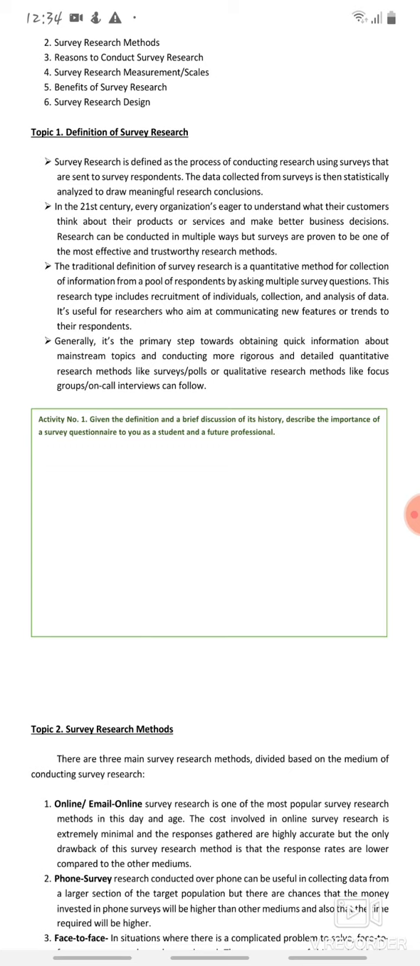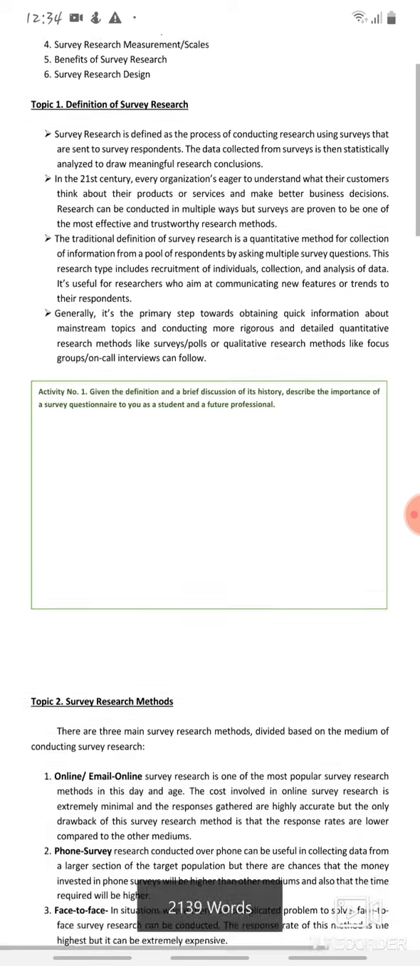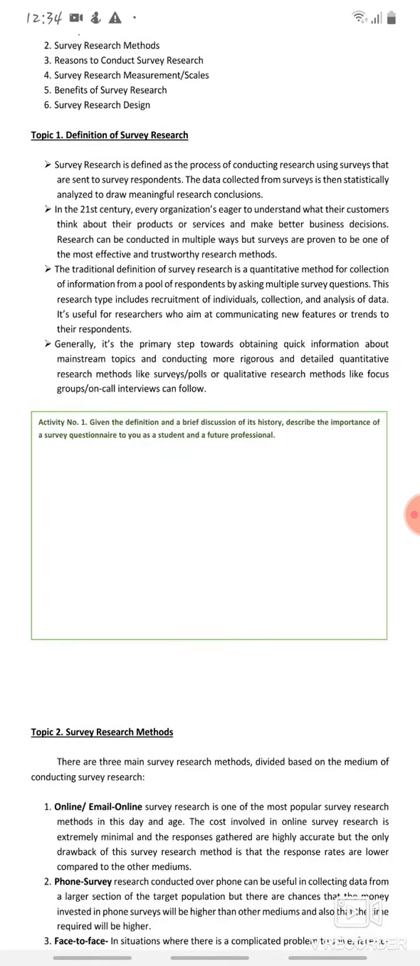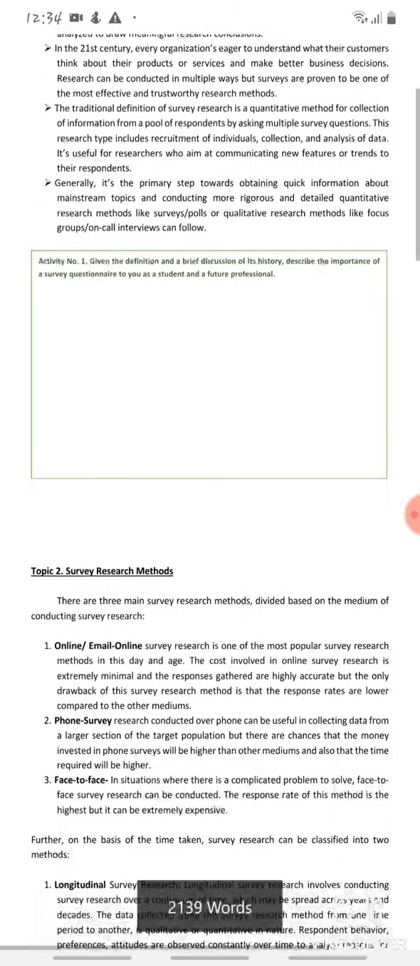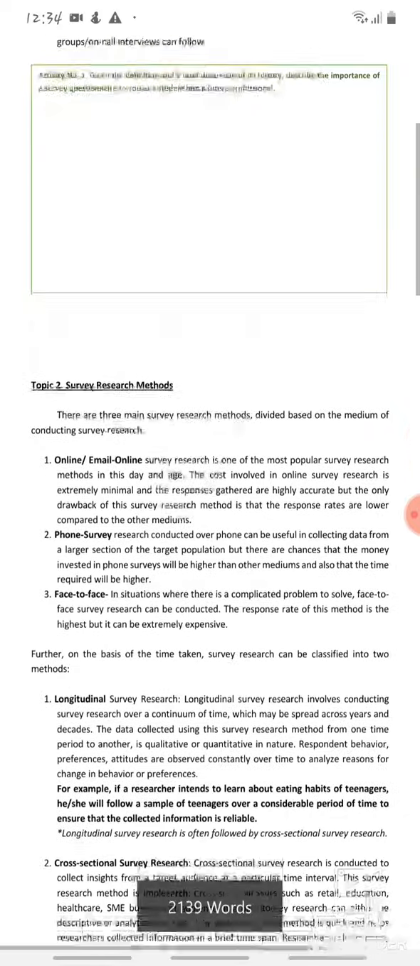Again, when we say survey research, it is not only a tool for quantitative research. You can also use this in qualitative research. It's just that it's more applicable with quantitative. Mas maganda siya in any way. So I give you activity number 1, the definition and a brief discussion of its history.